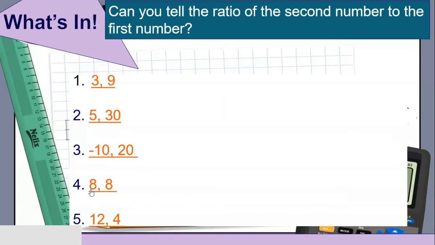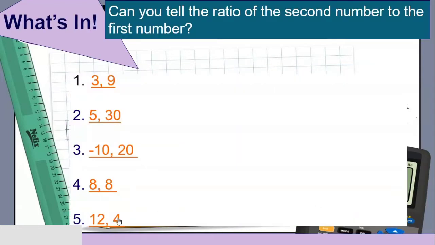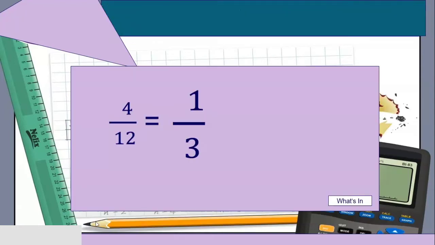And for number 4, 8 and 8, that is 8 divided by 8, which is equal to 1. And for number 5, we have 12 and 4, that is 4 over 12, which is now equal to 1/3. So 4 divided by 4 is equal to 1, and 12 divided by 4 is equal to 3.